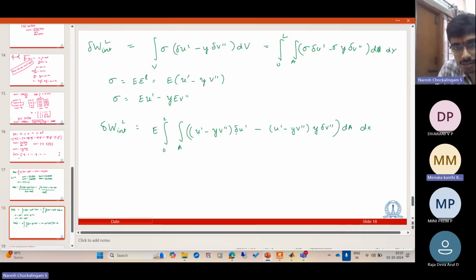Look at the first term. The first term is u prime del u prime integrated over the area. So u and del u are functions only of x. X is not dependent on the area. Area is at every section. So you can integrate area and write it as AE. So the first term is EA integral u prime del u prime dx as x grows from 0 to L. Okay, what about the second term? You get y v prime v double prime del u prime. But what is integral y dA? You are taking the moment of area about its centroid.